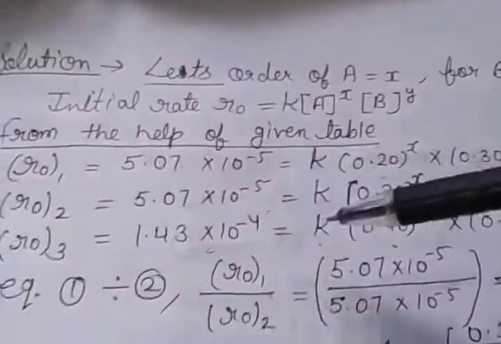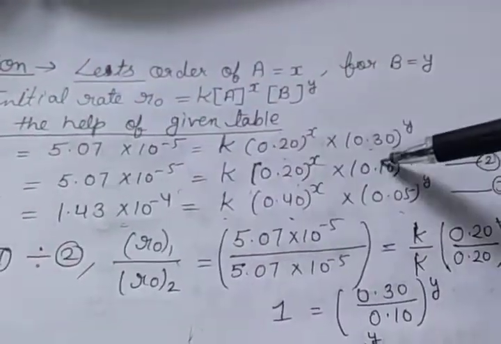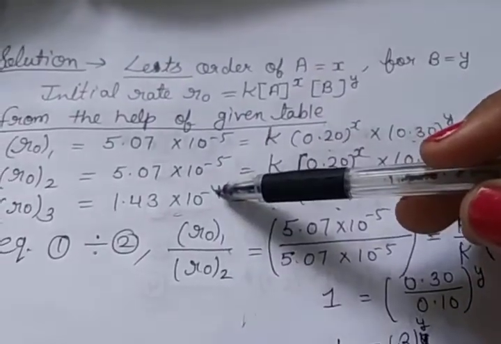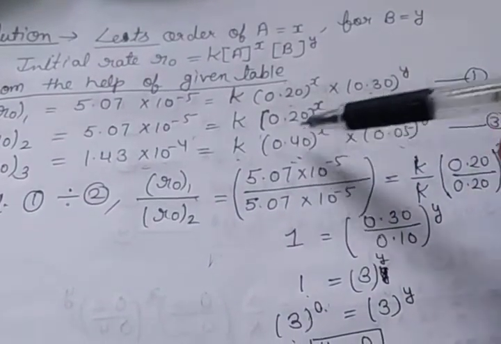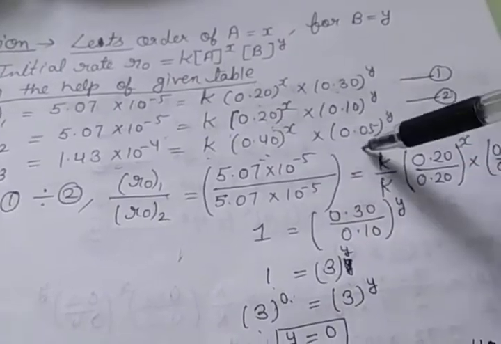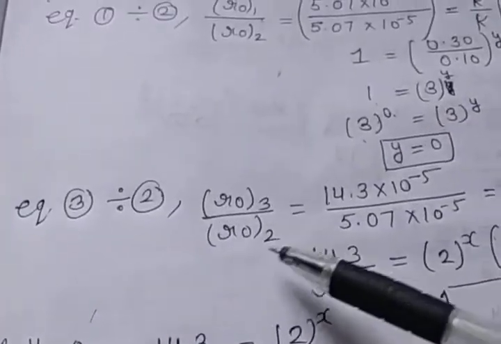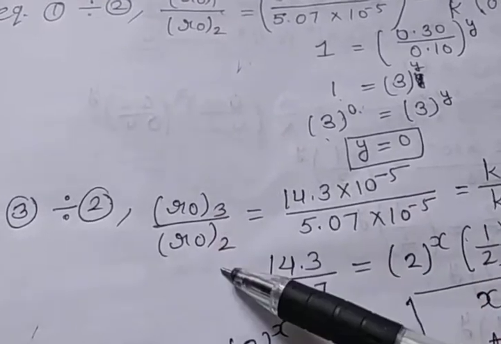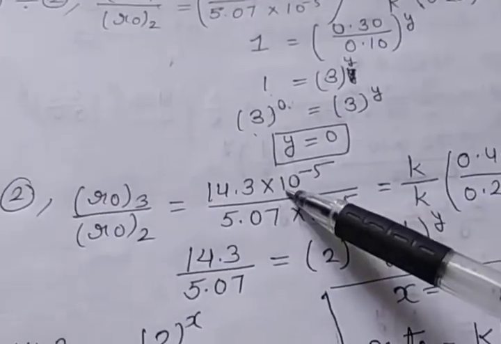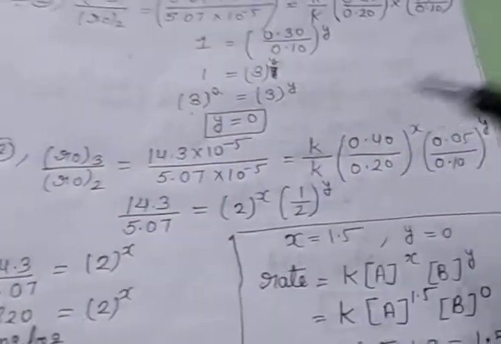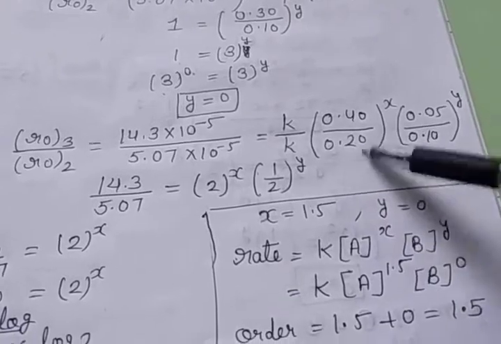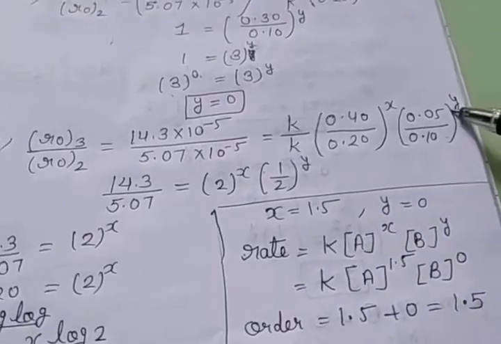Okay, then next, third divided by second, because first divided by second was done, then third divided by second. So the third value is this one and the second this one. This one is the A value and this one the A value, B and B. So the third rate of the reaction divided by the second rate of the reaction is equal to k divided by k, this is the A value to the power x, this is the B value to the power y.